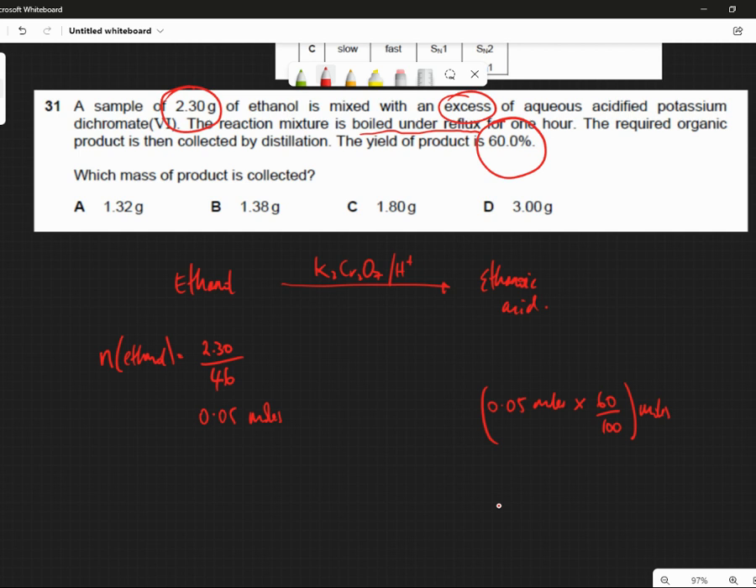And now I want to convert this number of moles to a mass of ethanoic acid. And we times by the relative molecular mass of ethanoic acid. Because I've done a lot of chemistry in my life, I know what ethanoic acid is. It's 60. So this number here times 60 should give me the mass of ethanoic acid I get. So here we go. So times 0.6 is equal to that times 60. I get 1.8 grams. So the answer is C.